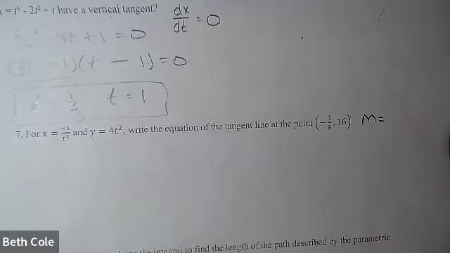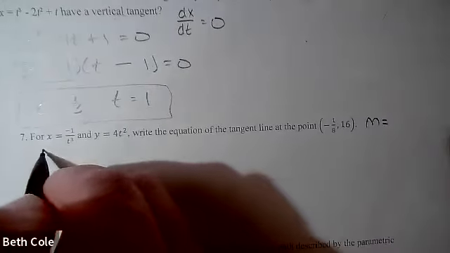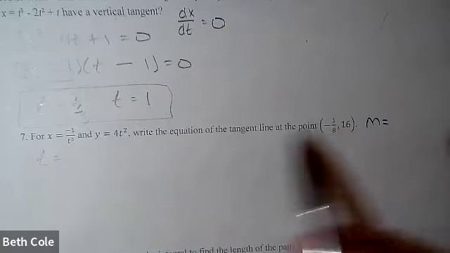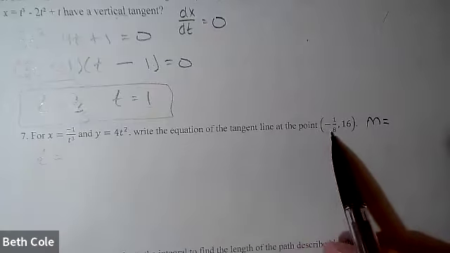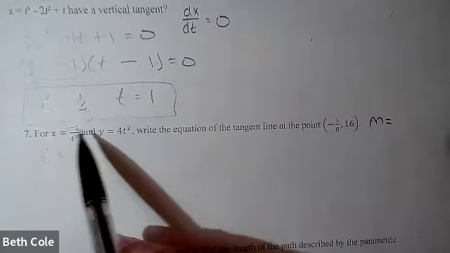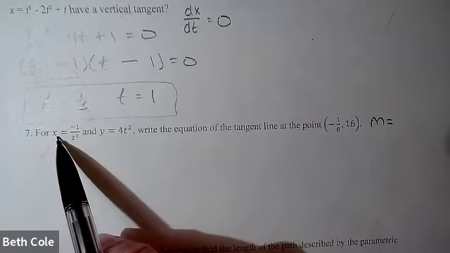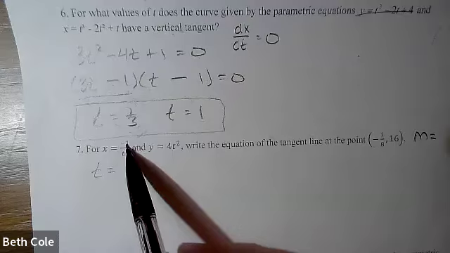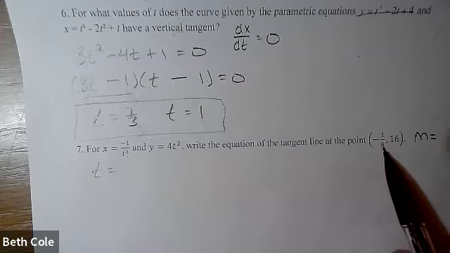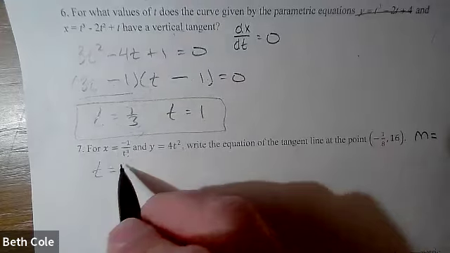Now, I need to know at what t value all of this is happening. So you can pick the one that's easier for you. You can either set the x equation equal to -1/8 or the y equation equal to 16. In this case, I think it's easier to use the x one because it matches up nicely. You have a -1 and a -1. You just need this denominator to come out to be 8, and that would happen when t is 2.